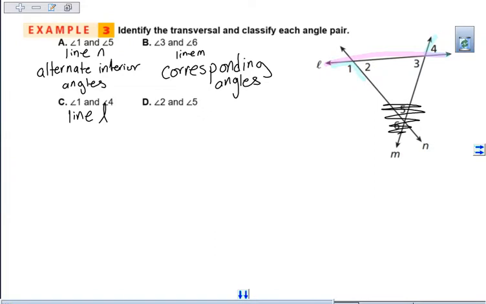And then we're looking at these two lines, sorry. Everything in between them is interior, everything outside of them is exterior. Both of these are on different sides of our transversal, and they're outside of these two lines, so we have alternate exterior angles.